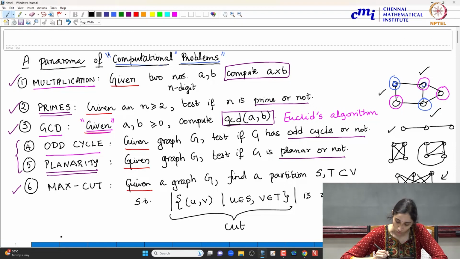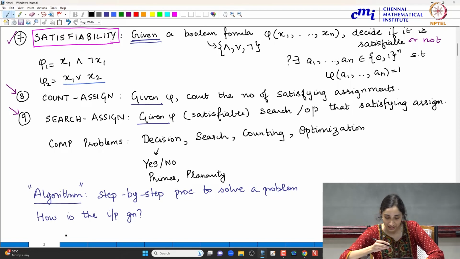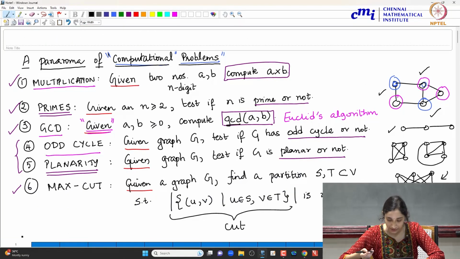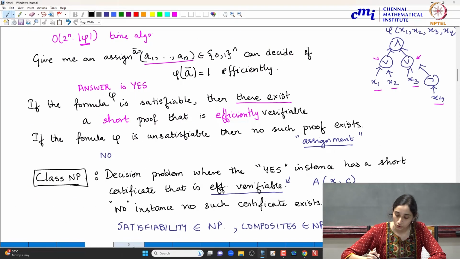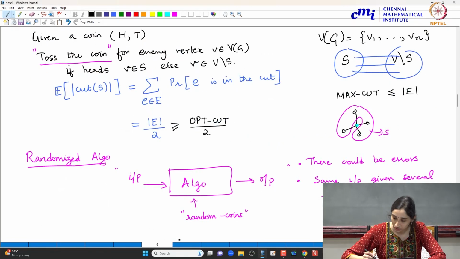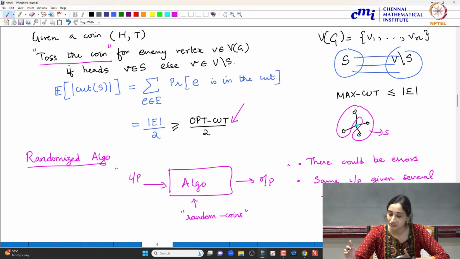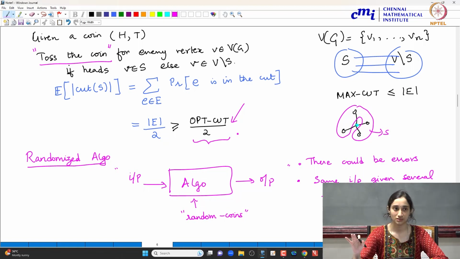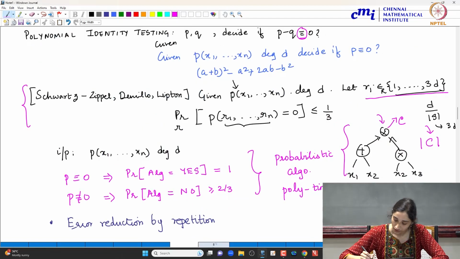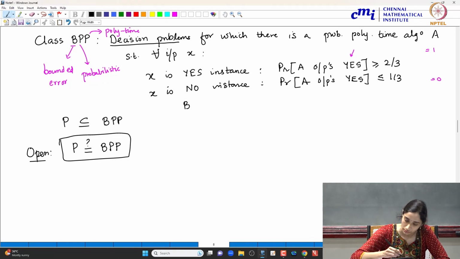Okay, so now you may want to go back and look at some of them and try randomized algorithms for these, maybe even for satisfiability and so on. The nice thing about randomized algorithms is there are simple algorithms that are efficient and provide reasonably good answers. If I am okay with compromising on optimality, then here is a very simple algorithm that uses randomness. And this also shows that PIT is in BPP.